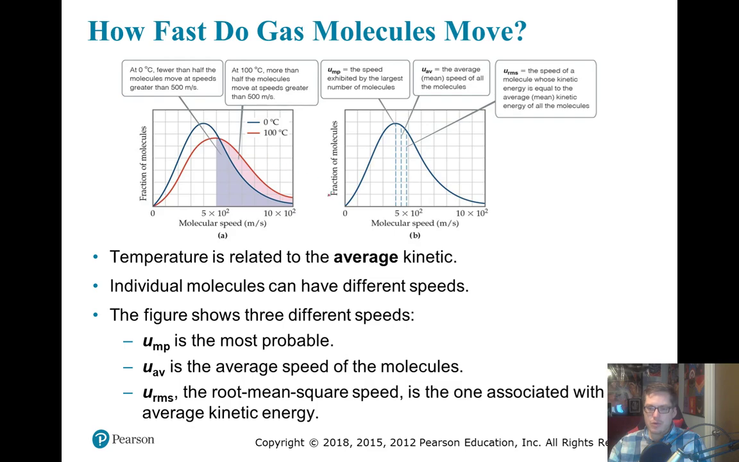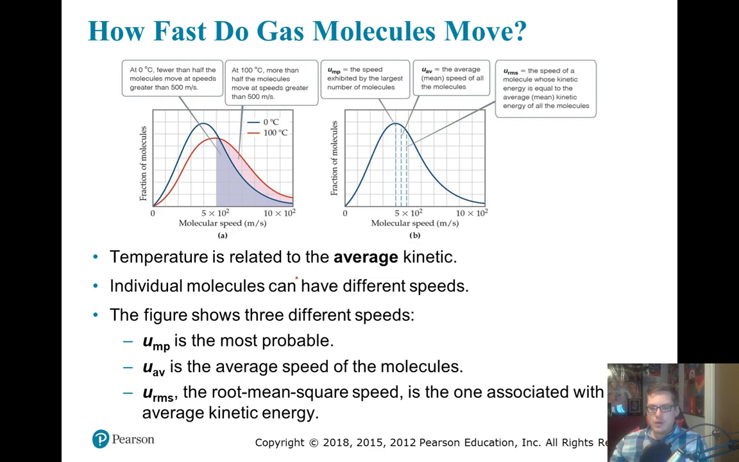However, it's spread out more because you've got more energy, so that average has moved to the right. All right. So temperature is related to the average kinetic energy. Individual molecules can have different speeds. We just explained that. Okay, so we have 3 different speeds that we care about. One of them is more important than the others.